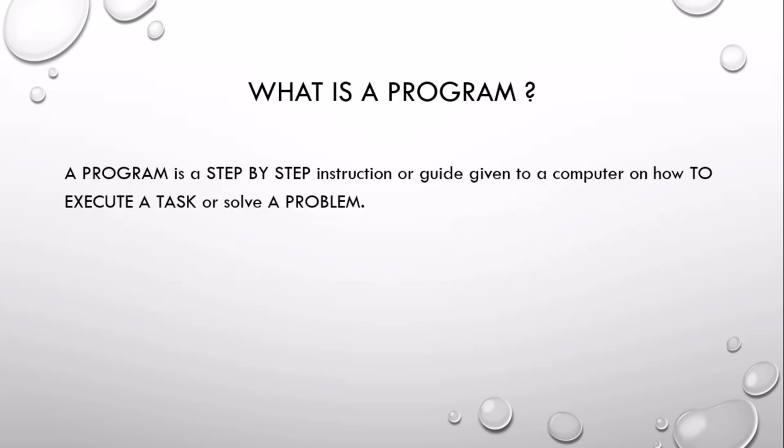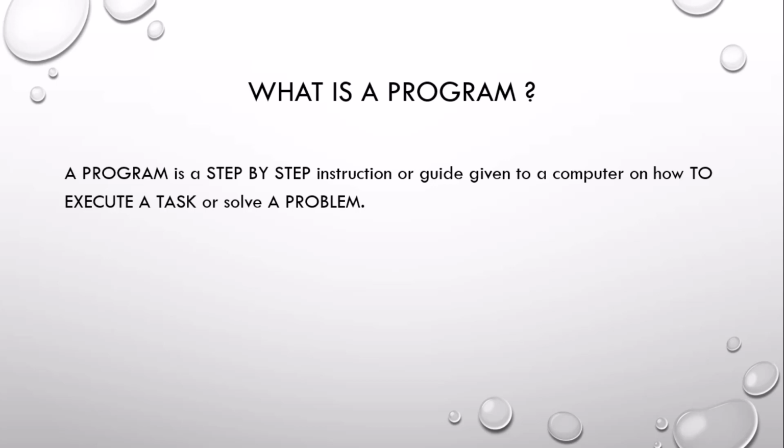A program is a step-by-step instruction or guide given to a computer on how to execute a task or solve a problem. Note that the terms program, software, and algorithm all have almost the same definition and sometimes are used interchangeably. It is because they all technically refer to the same thing, a set of instructions, but in different volumes and context.